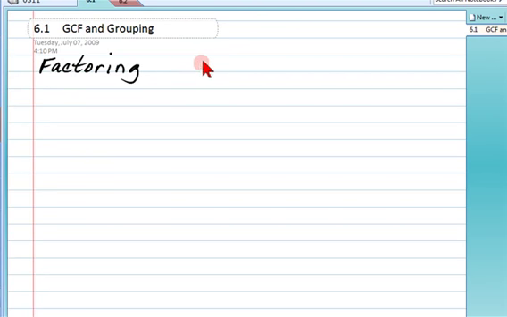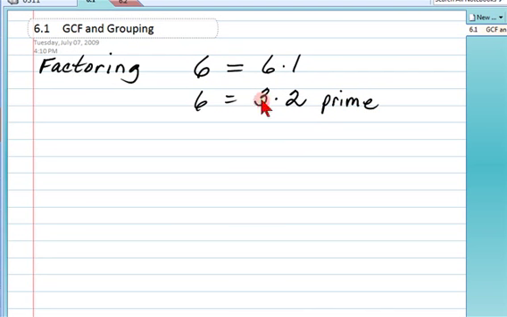If I ask you to factor the number 6, well, some of you might say 6 is the same as 6 times 1. Somebody else might say, well, I was thinking 6 was the same as 3 times 2. Those are both sets of factors. The second set is a set of prime factors. These are prime factors because, remember the definition of the word prime. A prime number can only be factored as itself and 1.